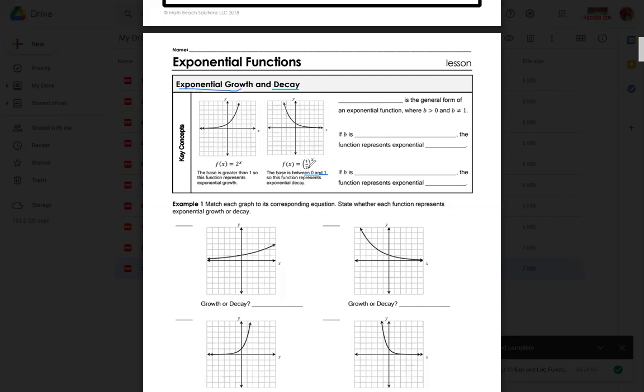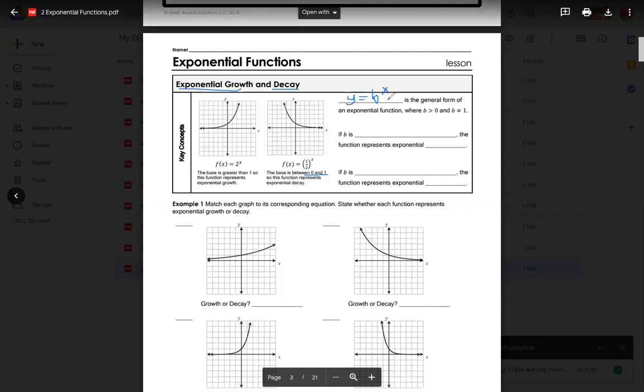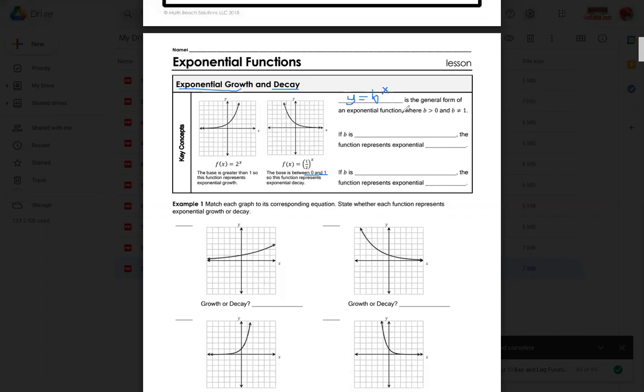Now, the general form to write these out is y equals b for base, and then your x is your exponent. So it's pretty simple to understand. Again, if your b, your base, is greater than 1, the function represents, as we just talked about, a growth.